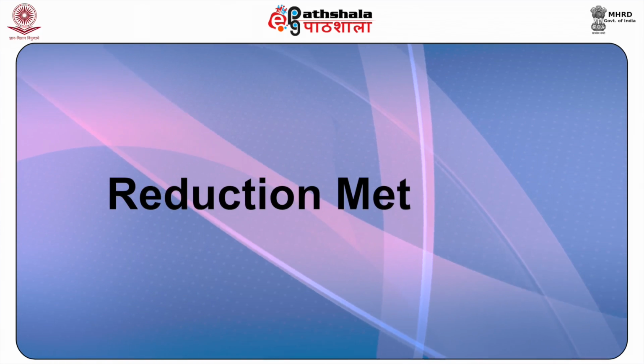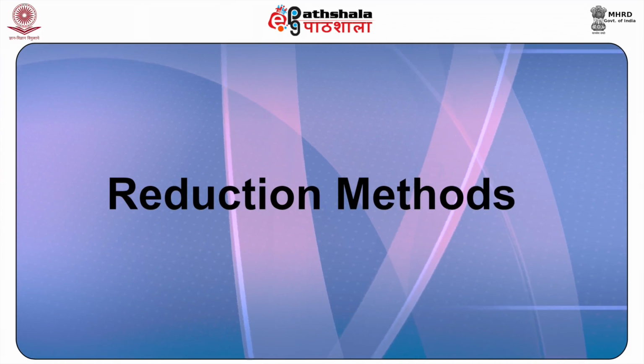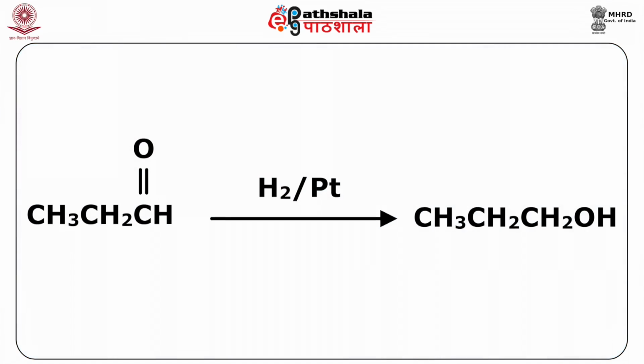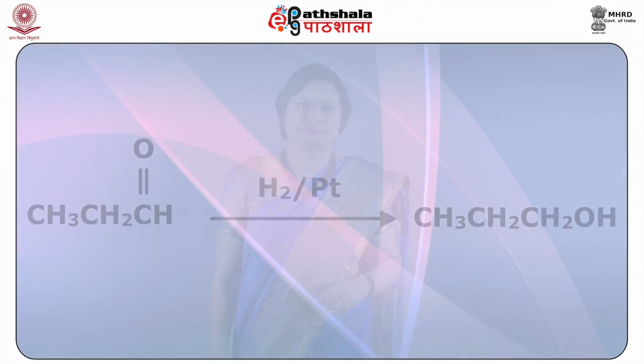So, let us begin with revising the various reduction methods. Reduction in simple terms indicates the addition of hydrogen to a molecule, as you are already familiar. A very common reduction example, as you can see here, is the reduction of aldehyde to primary alcohols. For example, here as shown is the propanal getting reduced to propanol, and this is done with the help of hydrogen gas in the presence of a platinum catalyst.